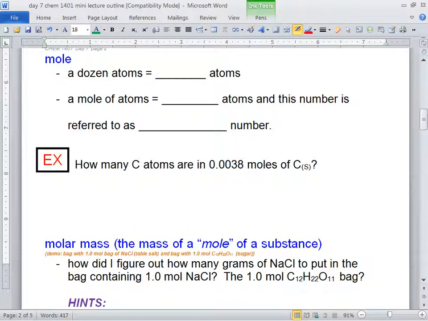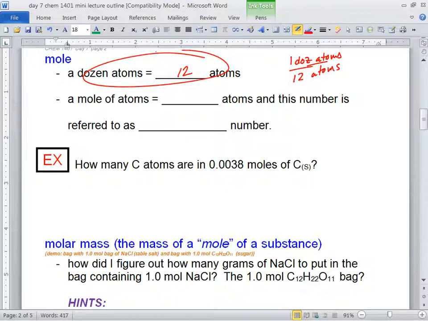But we can imagine a dozen. A dozen, Lauren, is how many? A dozen is 12. So if you had a dozen atoms, that's 12. Well, it's not going to do you much good. But the point is we could write ratios like this: a dozen atoms is 12 atoms. Or the same as a ratio, a dozen per 12, or 12 per a dozen.